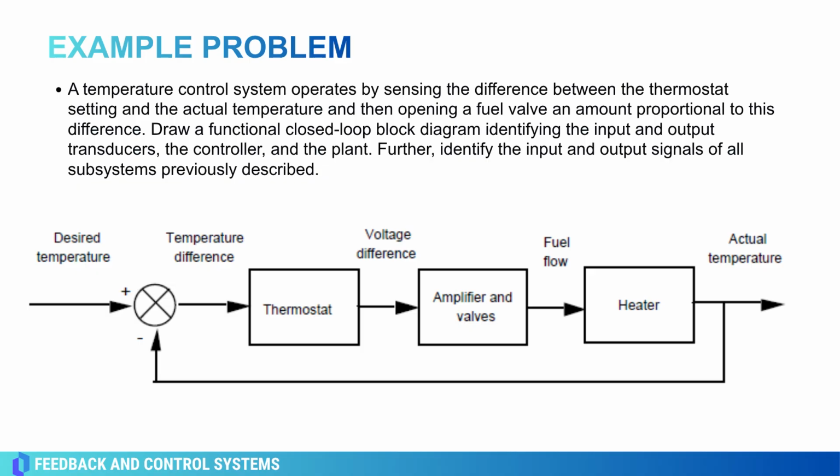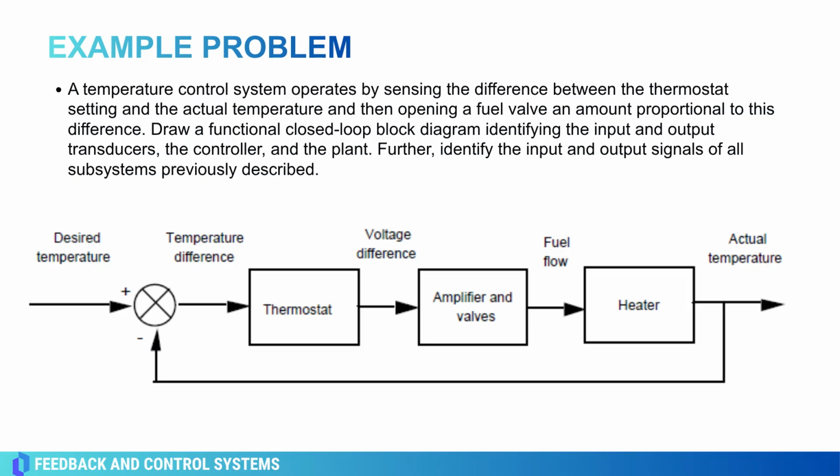Here's the answer. As you can see, we have here the block diagram of a control system. From the desired temperature, we have a summing point that leads to the temperature difference of the feedback and the desired temperature. Then afterwards, it is fed to the thermostat. And from the thermostat, we have a voltage difference that is fed to the amplifiers and valves. So the fuel valve will open depending on the amount of the voltage difference.